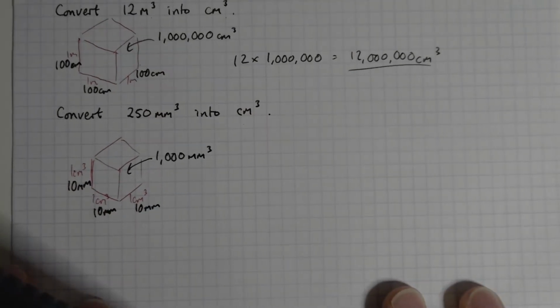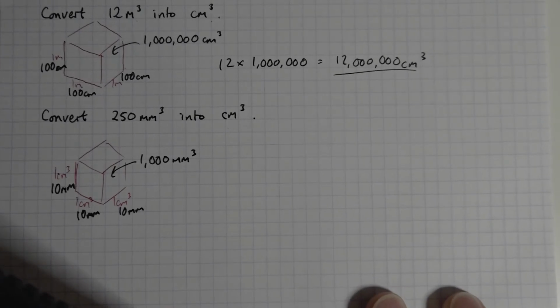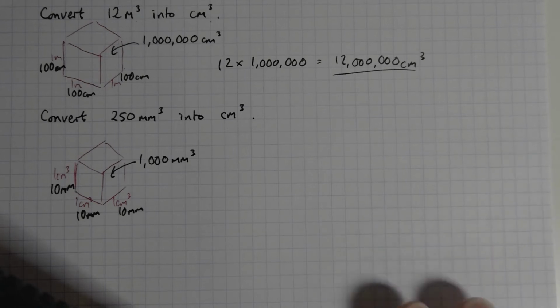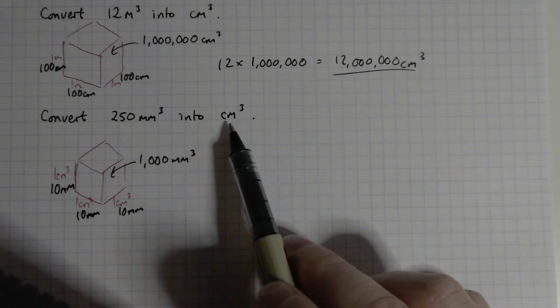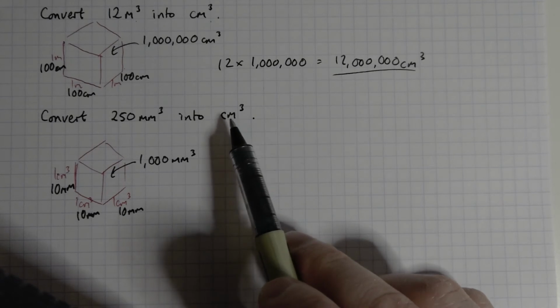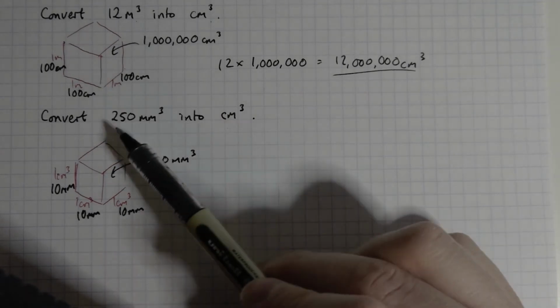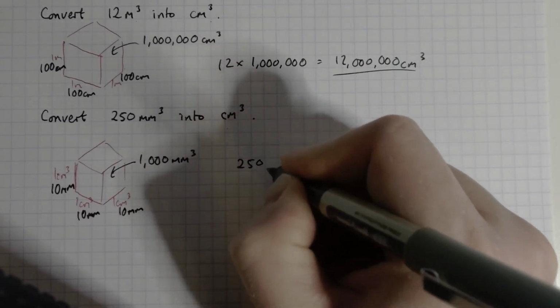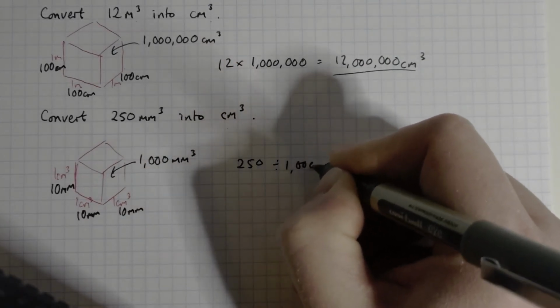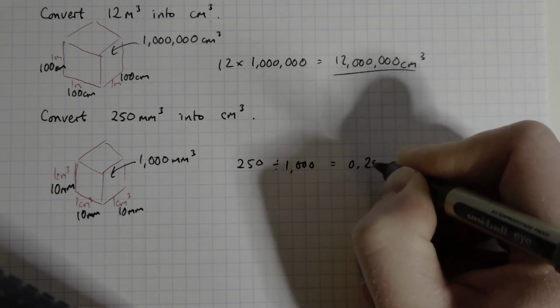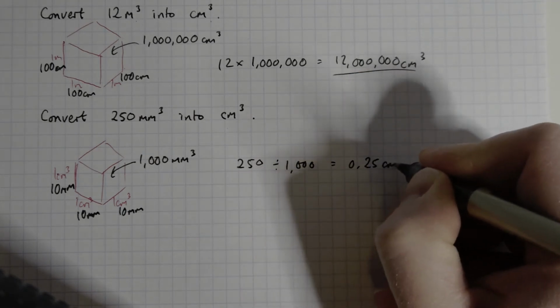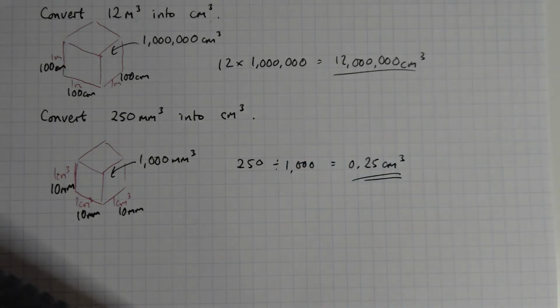So this is 1,000 cubic millimeters, and in fact that's the one that was on your exam, wasn't it? I think it was converting between cubic centimeters and cubic millimeters. Now in this case, because this is the larger of the two units, I don't need as many of them to describe the same volume, so I'm going to do 250 divided by 1,000. That's a quarter, isn't it? It's 0.25 cubic centimeters. And I'm done.